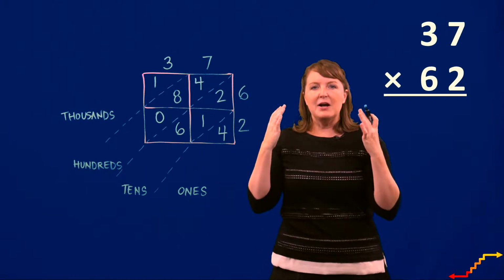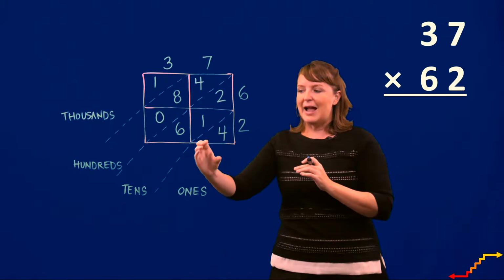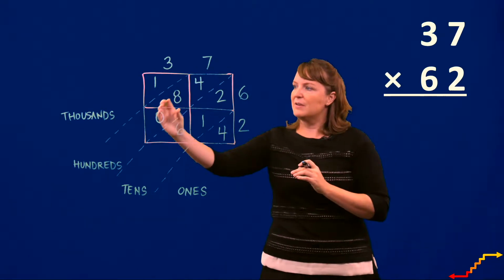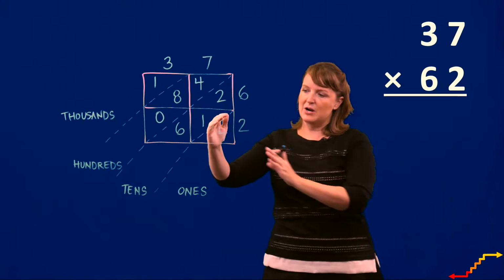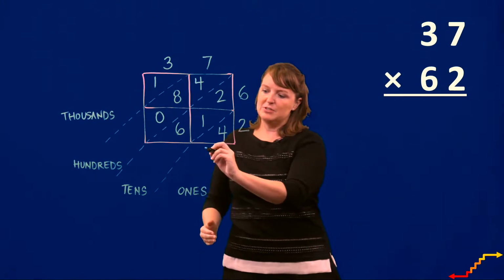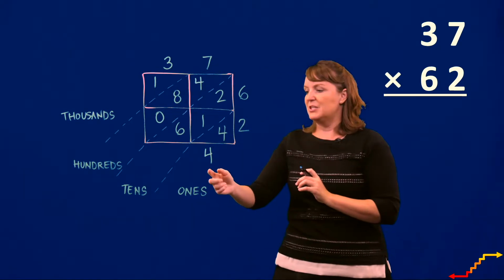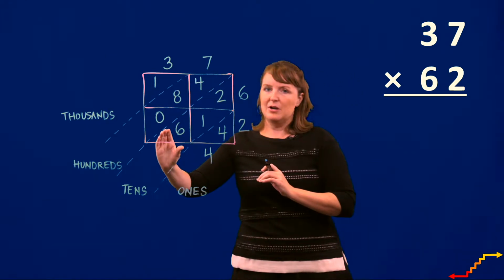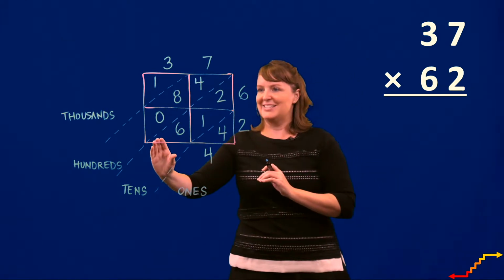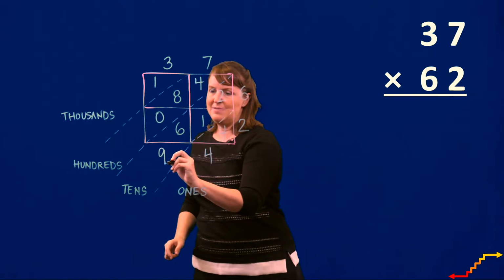So now to figure out our product to 37 times 62, we are going to add together all of the numbers within each lattice. So I'm going to start with this lattice right here. There's only one number there, which is 4. So I'll write this down here, and that will end up being the digit that's in my ones column. Now I'm going to add together the numbers here in the tens. 2 plus 1 is 3, plus 6 is 9.